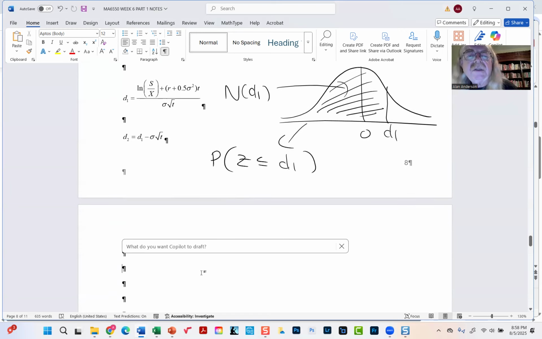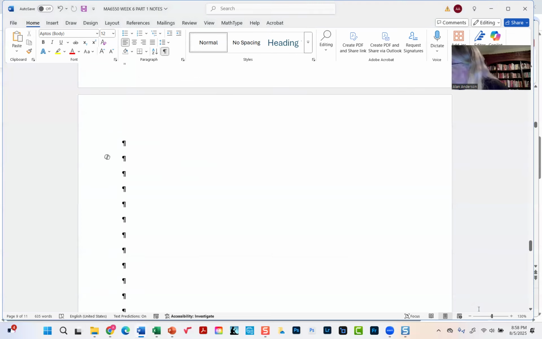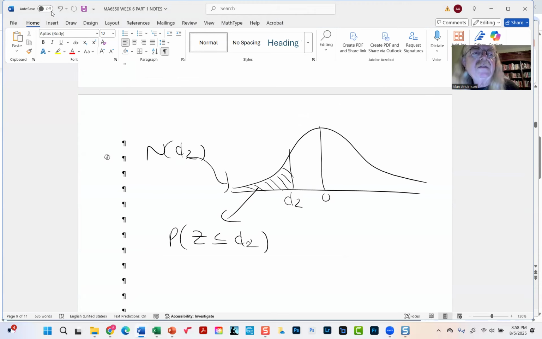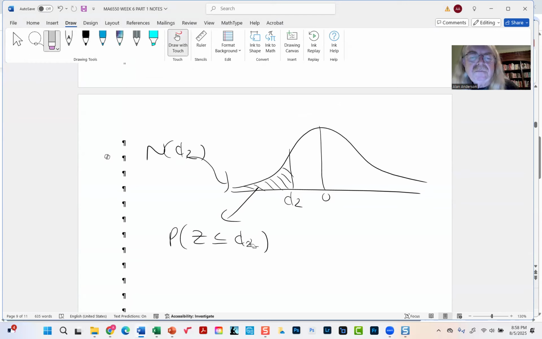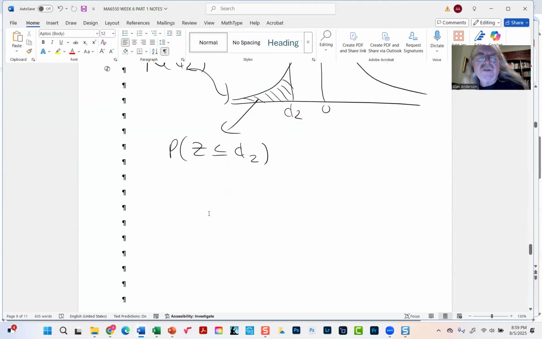Okay. And then D2, N(D2) is a similar idea. So they're both nothing but cumulative probabilities. Okay, and so there's your model. Now, N(D1) and N(D2) actually do have economic interpretations.